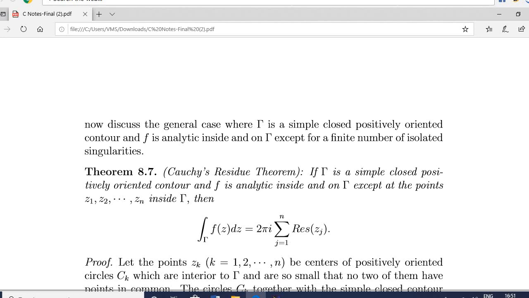Add these residues, multiply by 2 pi I, that will give you the value of the integral of f over gamma. So this theorem is used in computing the integrals of functions over closed curves if there are finitely many points at which the function is not analytic. See, Cauchy theorem says that if a function is analytic on and inside a closed curve everywhere, then the integral over the closed curve is 0 in fact.